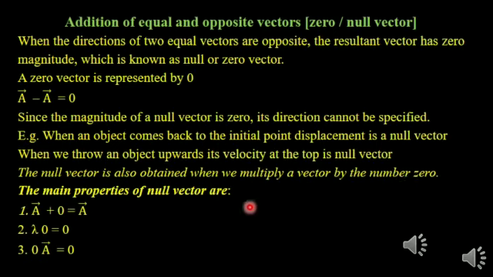The main properties of the null vector are: when we add a vector with null vector, we will get the original vector. When we multiply a number with null vector, the answer is null vector. When we multiply a vector with null vector, the answer is null vector.